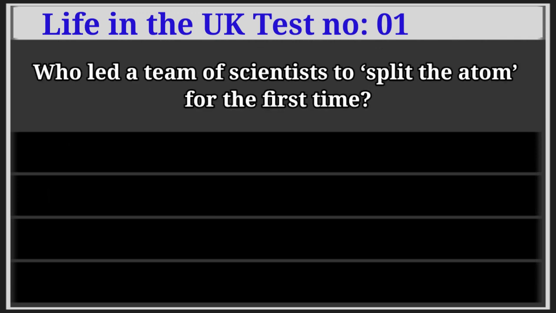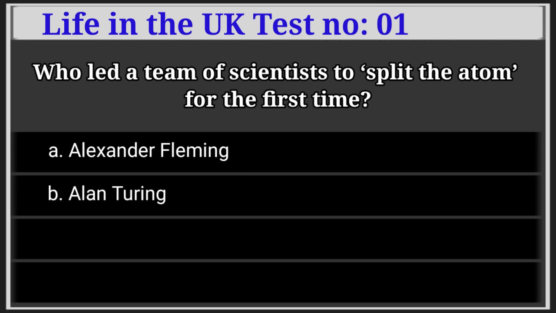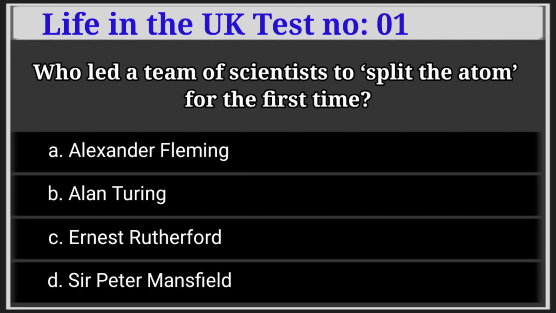Life in the UK test. Question 20 of 24. Who led a team of scientists to split the atom for the first time? A. Alexander Fleming. B. Alan Turing. C. Ernest Rutherford. D. Sir Peter Mansfield. The correct answer is C.